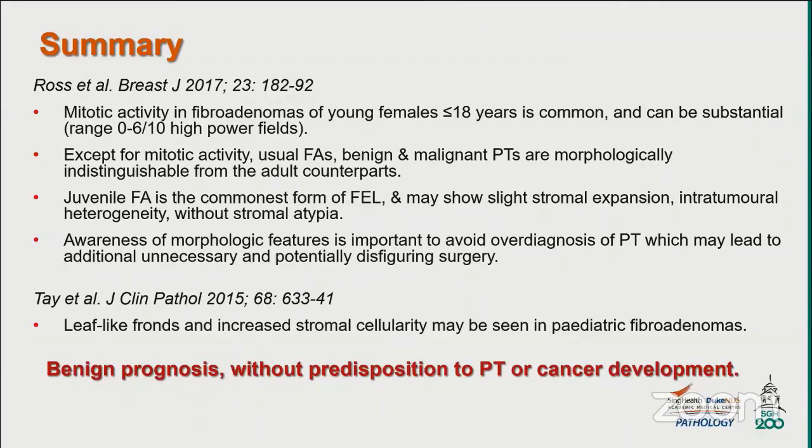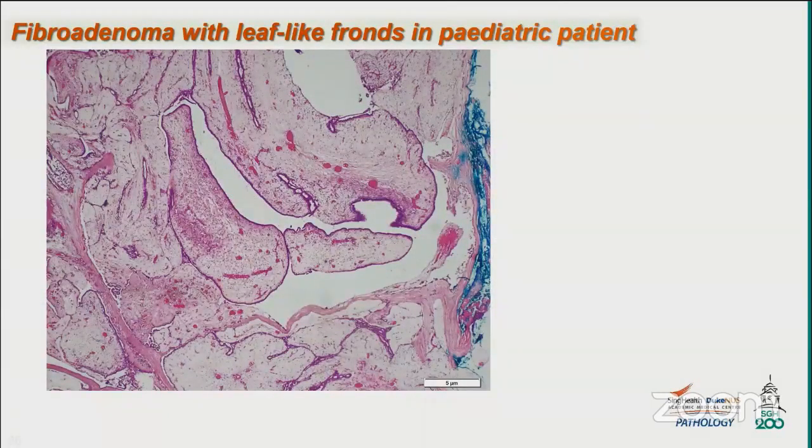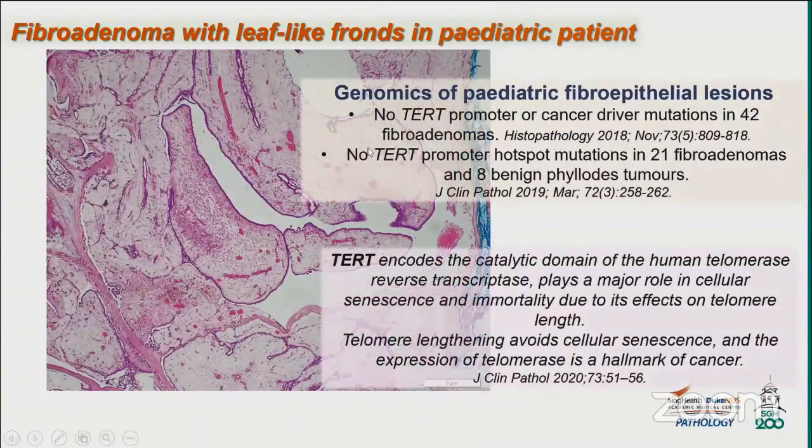Nevertheless, both studies agreed that these tumors show a benign prognosis without any predisposition to phyllodes tumor or cancer development. So this is a fibroadenoma from our own cohort with leaf-like fronds. However, there is no significant accompanying stromal hypercellularity.